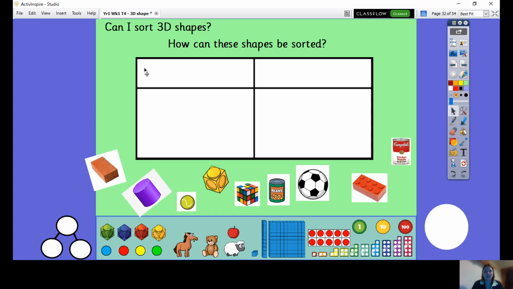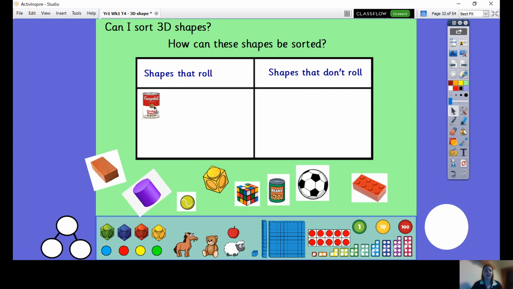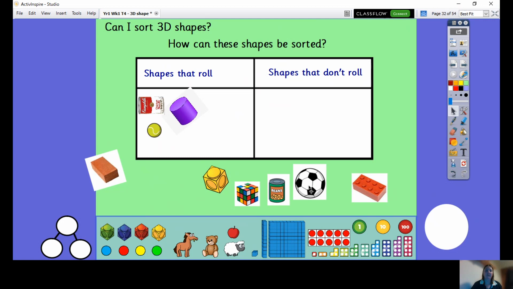So I might put up here shapes that roll. Okay, and then here it's going to be shapes that don't roll. So all my shapes here roll. Then I can roll that along. If I put it on its side like that, I can then roll that along, can't I? So there's my cylinder. A ball definitely rolls. Football definitely rolls. And again, I've got my can there, I can roll it. If I put it on its side, it will roll.